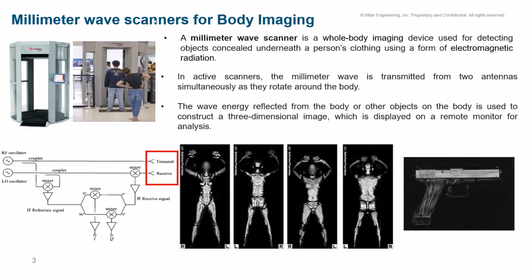Coming to the problem, let us understand a brief introduction. A millimeter wave scanner is a whole body imaging device used for detecting objects concealed underneath a person's clothing using a form of electromagnetic radiation. In active scanners, the millimeter wave is transmitted from two antennas simultaneously as they rotate around the body. The wave energy reflected from the body or the other objects is used to construct a three-dimensional image which is displayed on a remote monitor for analysis.